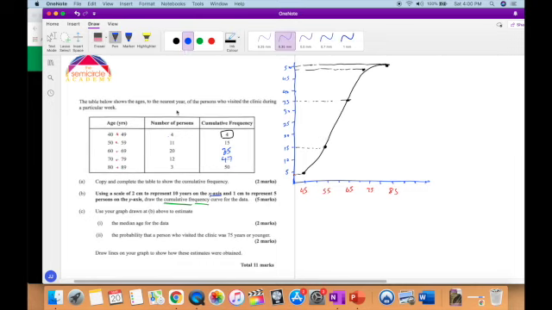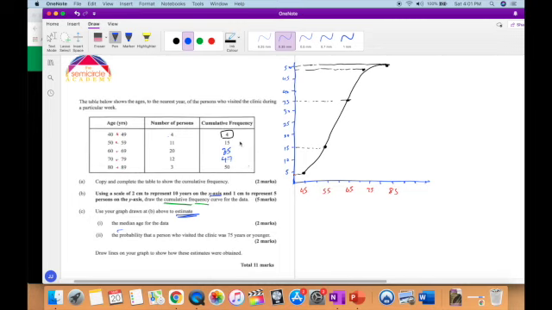So now use your graph drawn above to estimate the median age for the data. What is the median age for the data? How do we find median age? The one in the middle of what? We have to find which group is the median.